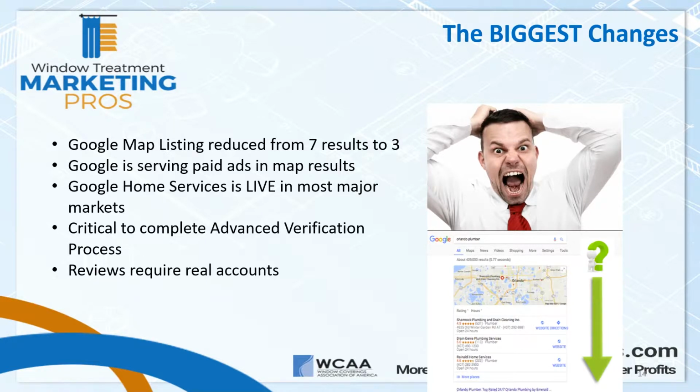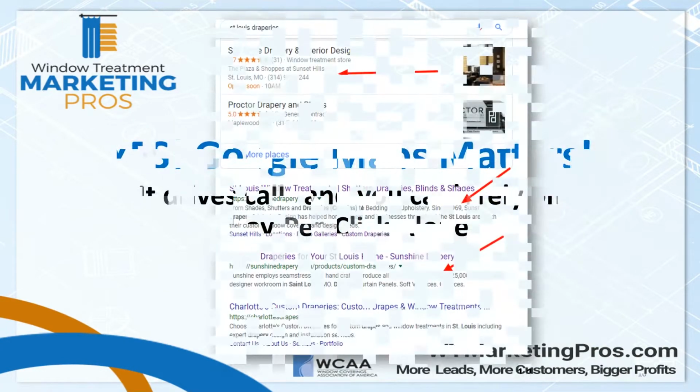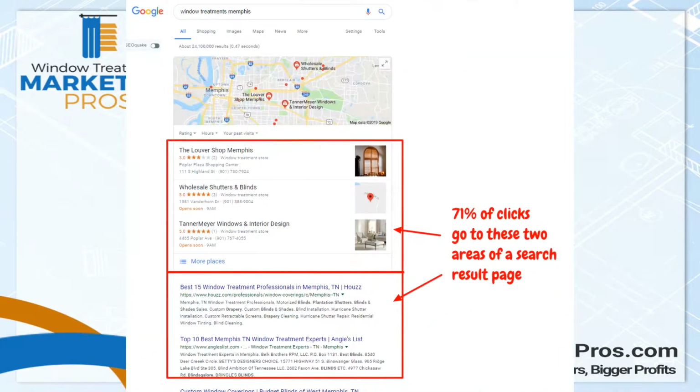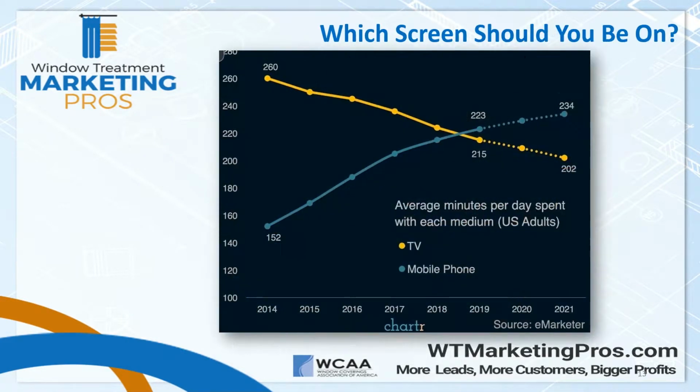There's also an opportunity now to put a paid ad in that set of results. So I'm going to go back to the Memphis example right here. There's a potential where right above the Louver Shop Memphis, you could actually run a pay-per-click ad to supplement these results. So there could be 4 results, and 2 of them could be your business, which is just crazy cool, an opportunity that wasn't available not too long ago.